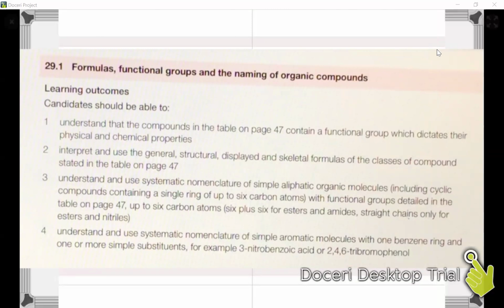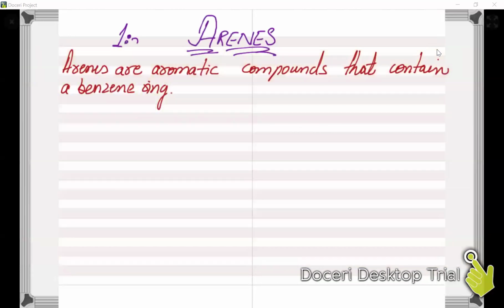Then comes the first topic, which is the introduction. What are the things that you're supposed to learn? Again, the learning objectives are extracted from the syllabus of Cambridge International. You need to understand the compounds in the table on page number 47, the one I've shared with you previously. You need to know how to interpret and use the general structure, display, and skeletal formula of the classes of compound. Then you need to understand their nomenclature. You need to understand their chemical and physical properties as well. So quickly beginning with arenes.